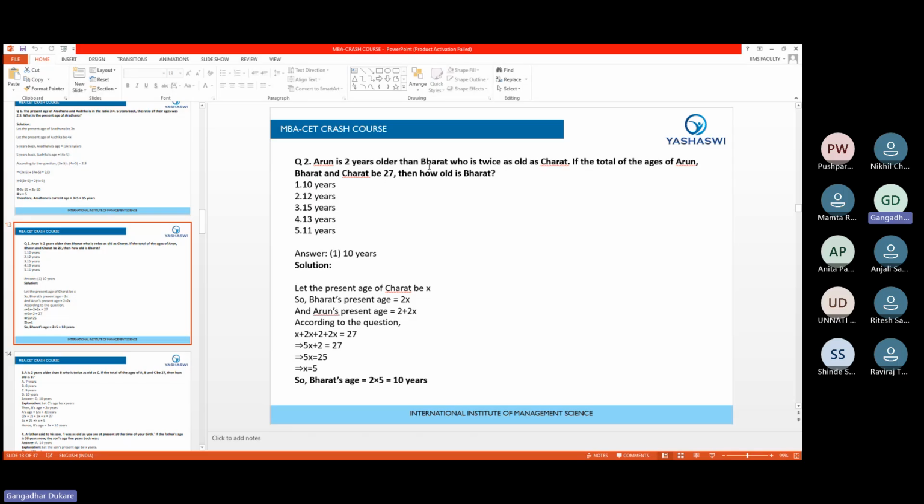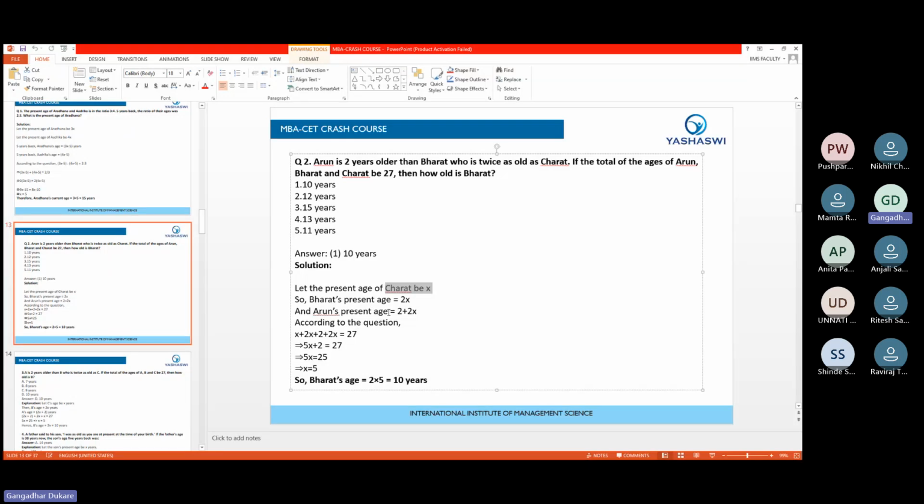Arun is 2 years older than Bharat, who is twice as old as Charat. If the total of the ages of Arun, Bharat, and Charat is 27, then how old is Bharat? Simple: let the present age of Charat be x. Bharat's present age equals twice that, 2x. Arun's present age equals 2 plus 2x.